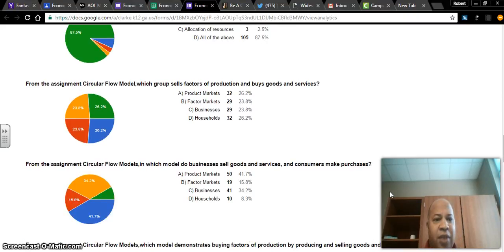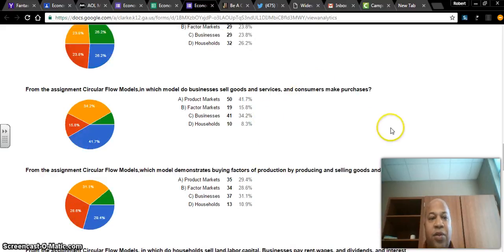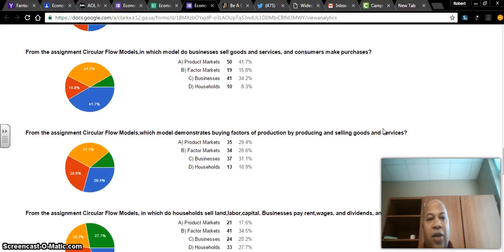It says, from the assignment circular flow model, which group sells factors of production and buys goods and services? So who buys goods and services? Households. Again, who's buying goods and services? People and households. So you see in the chart, definitely a trick question if you're not paying attention, but I remember saying households. From the assignment circular flow model, in which model do businesses sell goods and services?